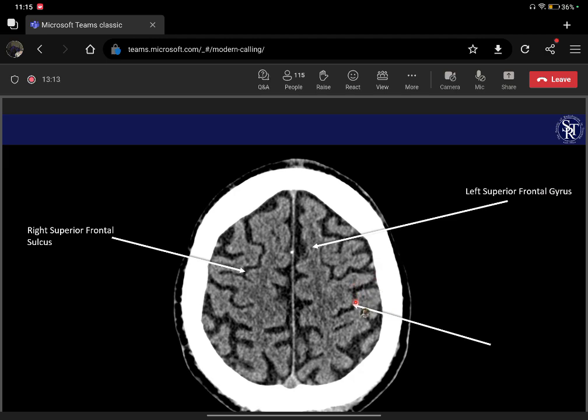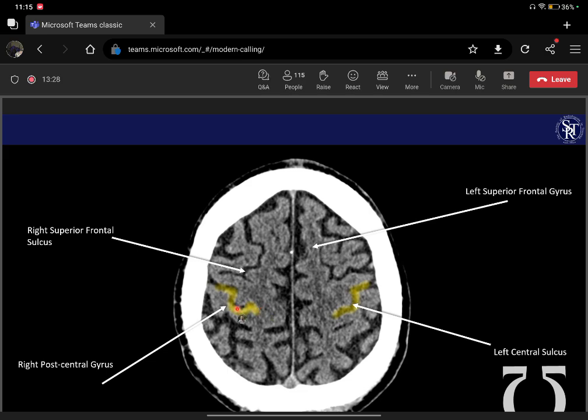Here we have an arrow pointing to a CSF space that has this kind of omega shape. That is the left central sulcus. And the arrow here is pointing to the gyrus just posterior to it. So that would be the right postcentral gyrus. So the central sulci are highlighted here in yellow, and as a reminder, they look like an inverted omega.